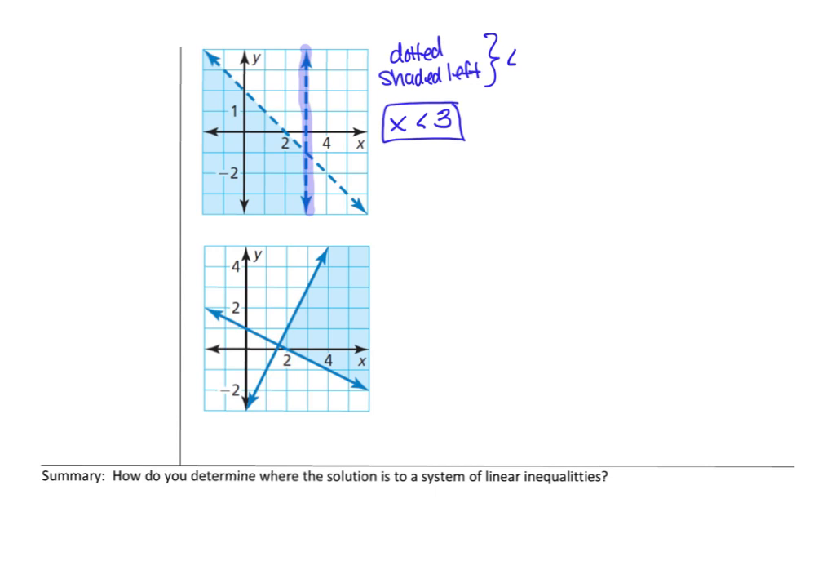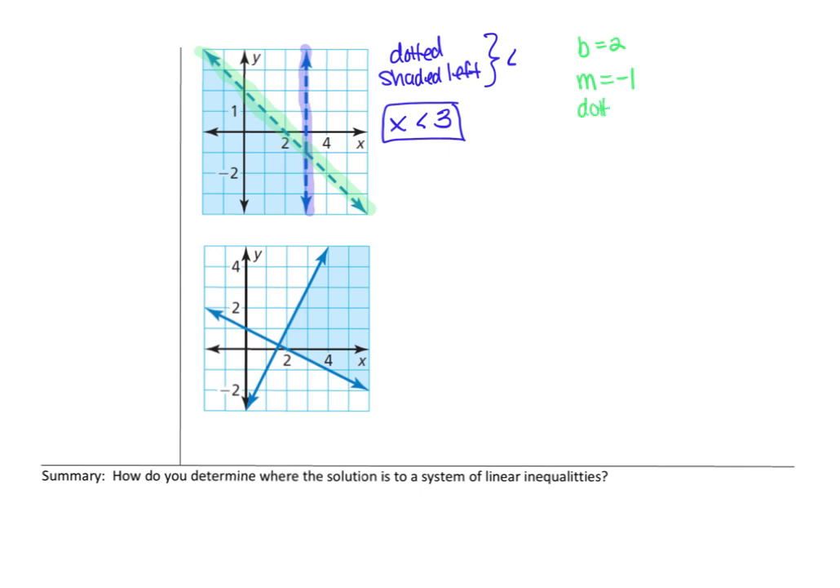Now let's take a look at the other line, which I'm highlighting in green. The y-intercept looks to be at 2. So we have a y-intercept of 2, and then from the y-intercept, it looks like we can go down 1, right 1, down 1, right 1, and continue this pattern to be on the line. So down 1, right 1 would be a slope of -1.